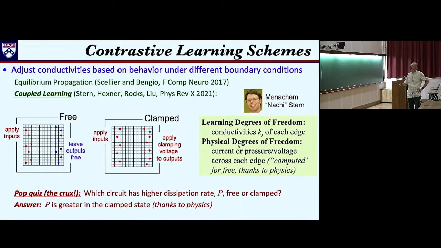There's another contrastive scheme that was proposed by Benjamin Scellier and Yoshua Bengio. They call it equilibrium propagation. So let's just contrast these two things real quickly.